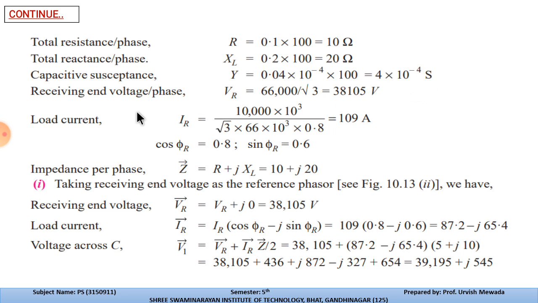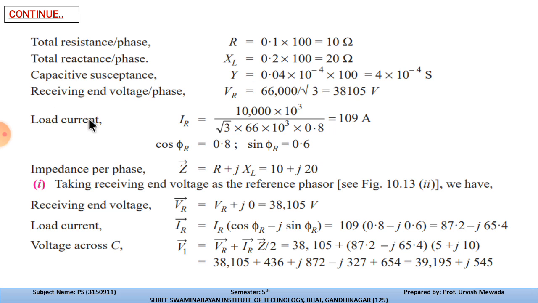Now the receiving end voltage per phase. The line to line voltage is given in the data, that is 66 kV. So the per phase voltage is line to line voltage divided by root 3. So 66 kV divided by root 3 is equal to 38,105 volt.